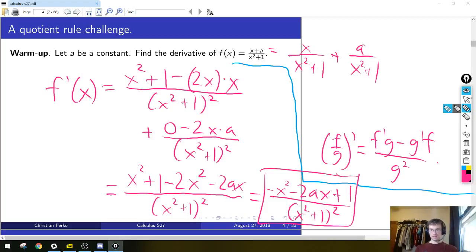Good. Was there a quicker way to do this? Yeah, so instead of breaking them up, you could have just done the quotient rule on this thing, where you would let f be the function x plus a, and g be the function x squared plus 1. So then it would have been one step. It would have been f prime, 1, times g, which is x squared plus 1, minus g prime, 2x, times f, which is the quantity x plus a. So then we wouldn't have had to combine fractions, but it's not that much faster. It just saves one step.